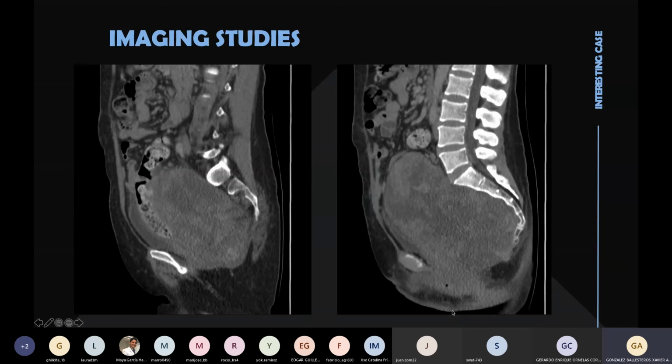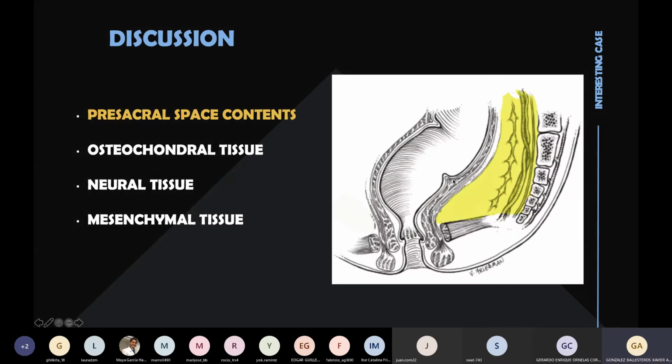Here are some additional images where you can see the bladder and the rectum displaced anteriorly and the relation that the mass has with the sacrum. So I'm going to review a little bit about the presacral space and its contents. Its anatomic boundaries are the rectum anteriorly and the presacral fascia, sacrum, and coccyx posteriorly, the levator ani inferiorly, and the pelvic peritoneal reflection superiorly.